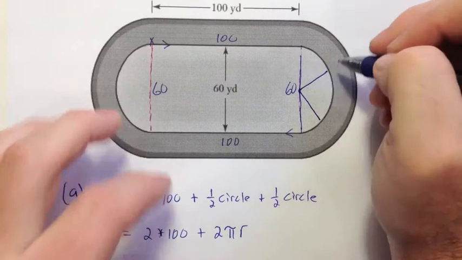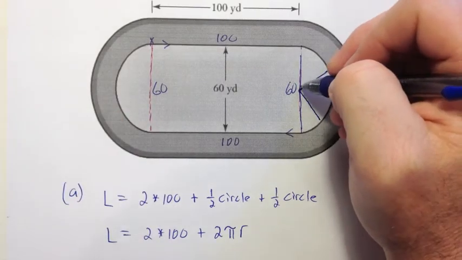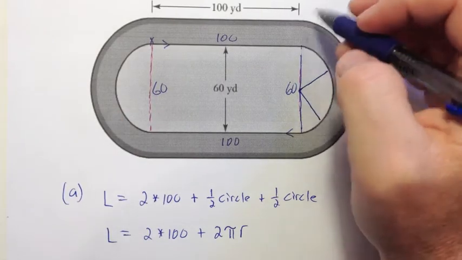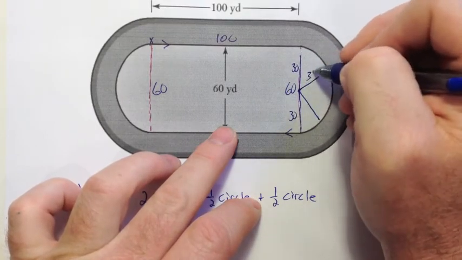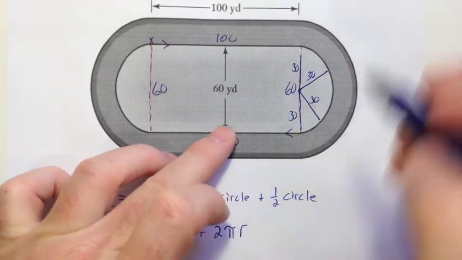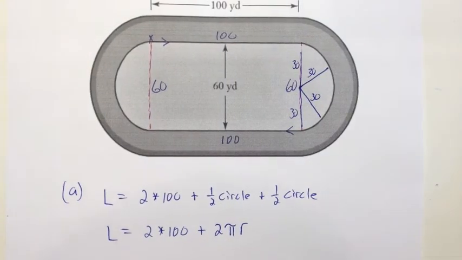So any line from the center to the edge would be the radius. Since all the way across is 60, that means we have 30 here, 30 there, and all these other ones would be 30 as well. And that means that the radius of the circle is 30.